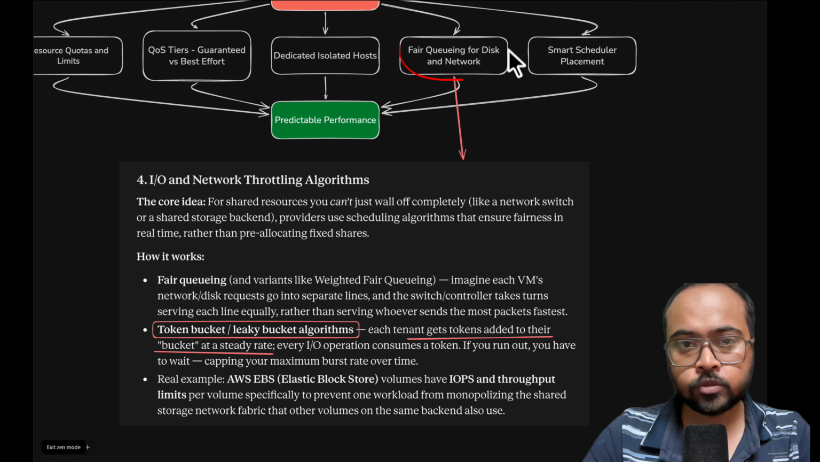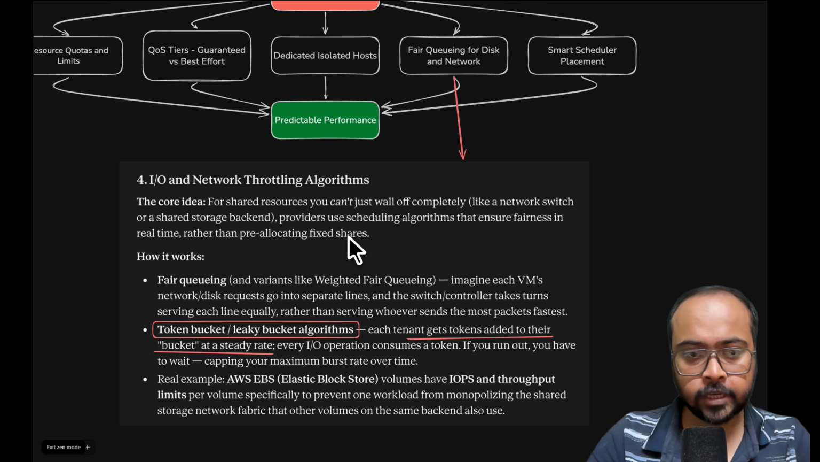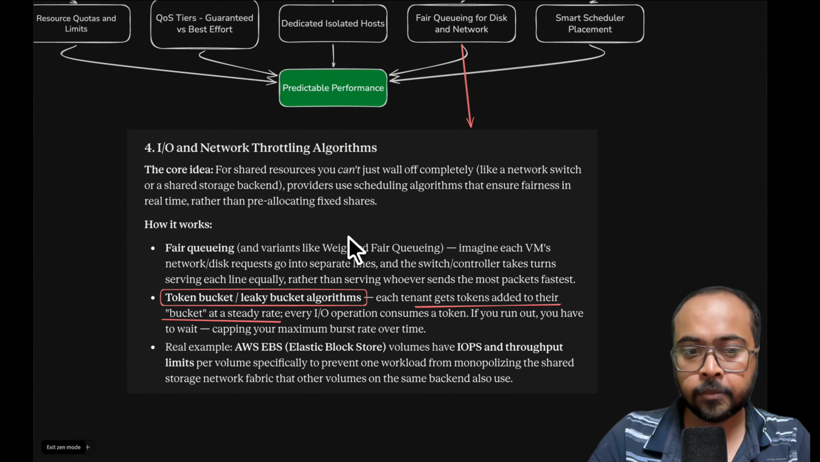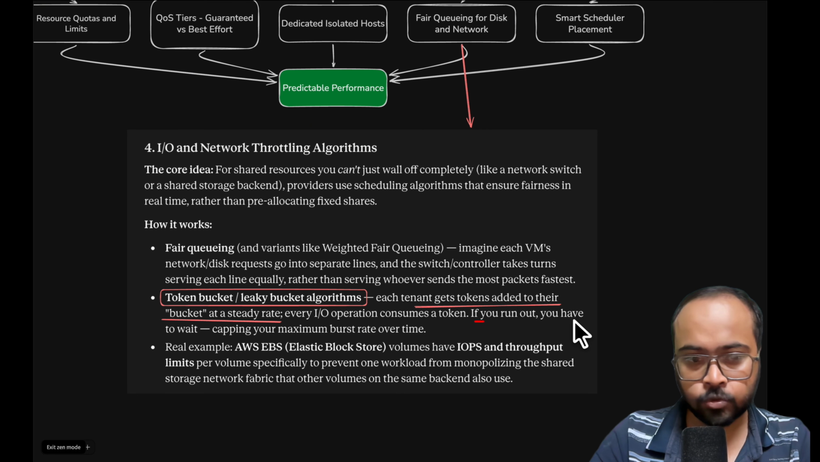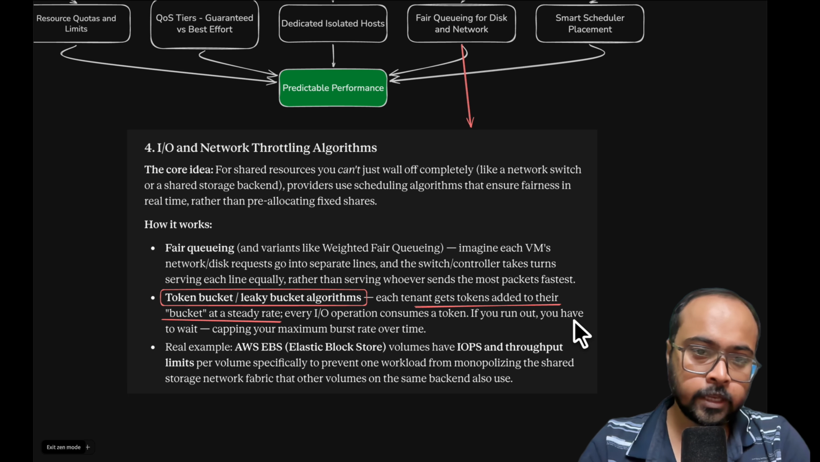They have another mechanism which is known as fair queuing for disk and network. They have some sophisticated algorithms in place using which they ensure that all the tenants who are sharing the same resources get a fair amount of usage. One of the algorithms that they have is the token bucket or the leaky bucket algorithm. Each tenant gets tokens added to their bucket at a steady rate. Each input output operation consumes a token. If you run out of tokens, then you have to wait. In this way, they are maintaining a queue mechanism.